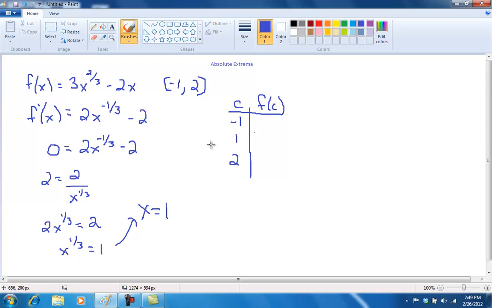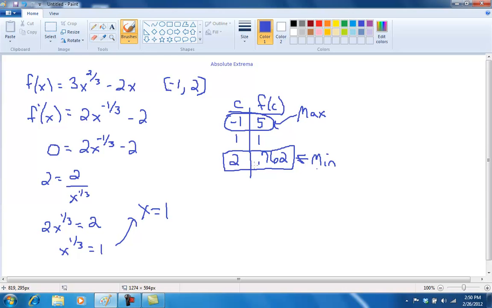I then take these, I plug them into the original function. And I get 5, 1, and 0.762. Now, to decide which one is a min, which one is a max, you just look at the right-hand side of this table, find which one is the highest number, which one is the lowest number. Whichever one's the highest is your maximum, whichever one's the lowest is your minimum. So, we see that at -1, 5 is the highest number on the right-hand side, so this is our max. And 0.762 is the lowest number we have on the right-hand side, so that is our min.